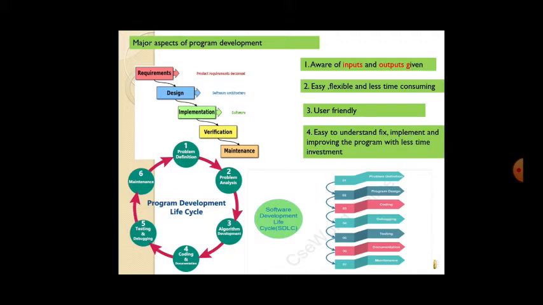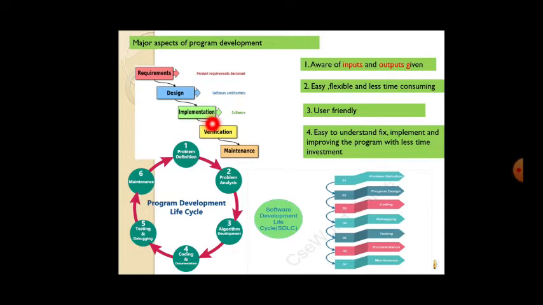Without taking much time, we need to understand the problem, check out the errors, fix it, and then implement it. Here you can see the different steps. First is requirements, the product requirements document. What are all the requirements needed for the program development? Next comes the design, software architecture. To design a program we need a software architecture.